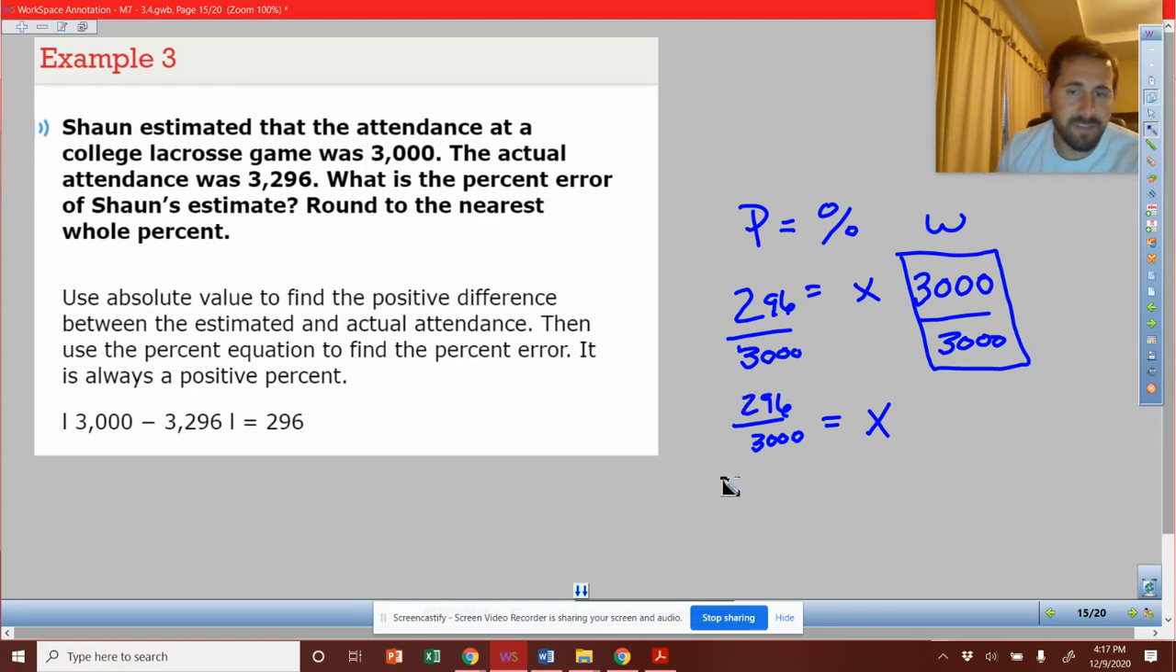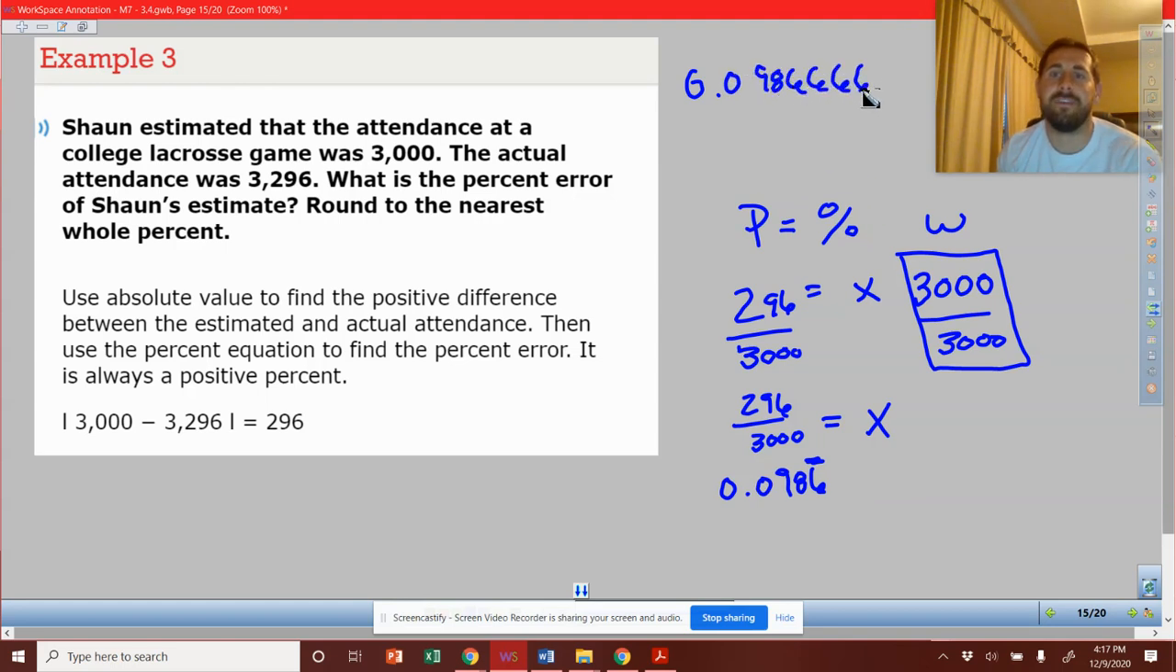So this does end up equaling 0.098 and then 6 repeated. Just the 6 repeated, not the 8 and not the 9. So if you really need to see that, it would be 9, 8, 6, 6, 6, 6, and so on, right? So that equals our X.